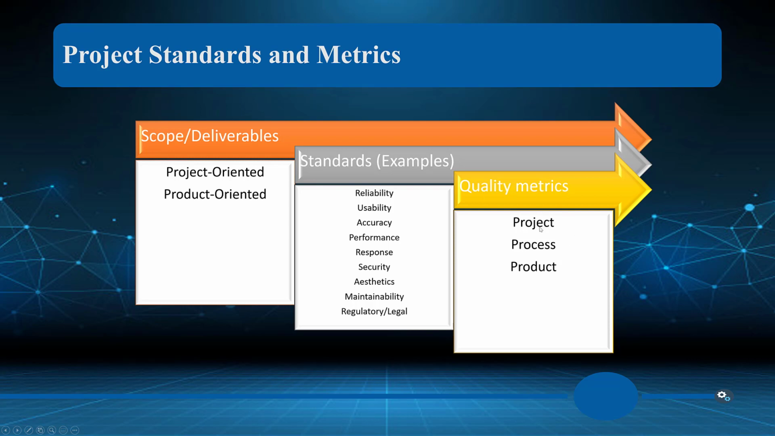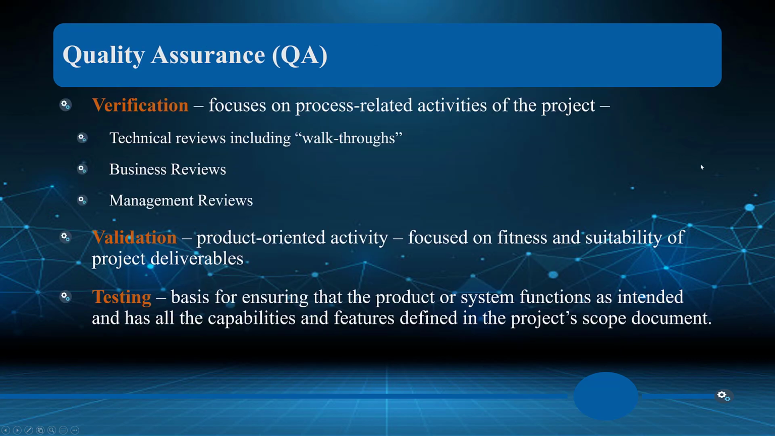Quality metrics from the project level, from the process and the product. Verification, so focusing on process-related activities, so technical reviews or walkthroughs. Again, the idea of management by walking around. We have to be careful with this because we don't want to micromanage, especially creative people who are doing code, who are writing databases, etc. But we still want them to know, right, that we're managing and we're doing it proactively.